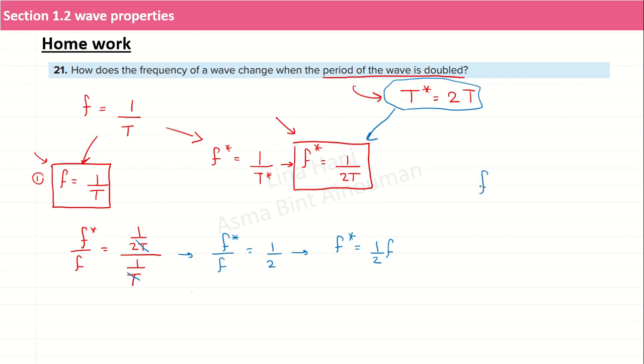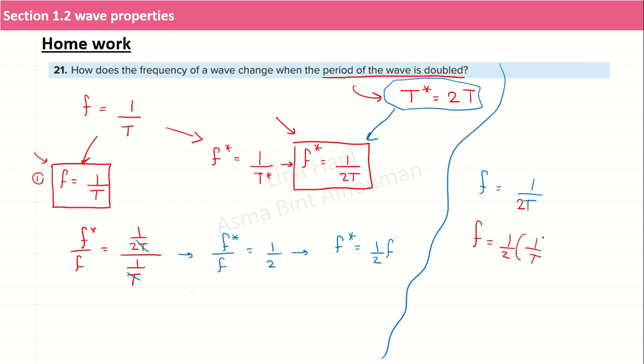So I know that f is equal to 1 over t. This is the equation that I know. You can see that the question says what happens to the frequency when the period is doubled. This is the period. It's t, but now it's twice the amount. It's 2t. So you can see that the new number that entered the equation is 1 over 2.